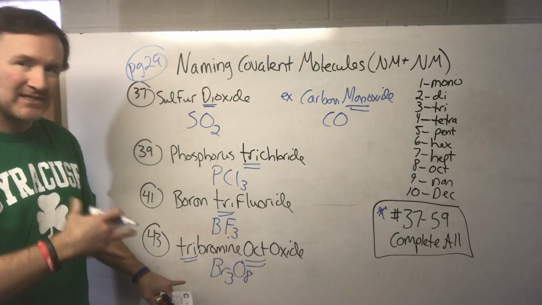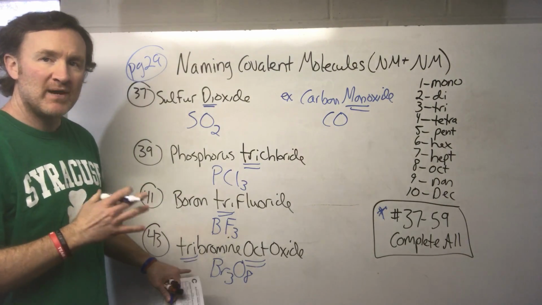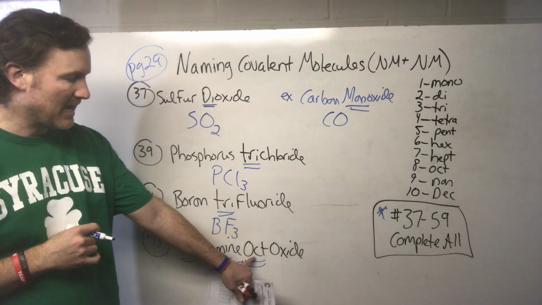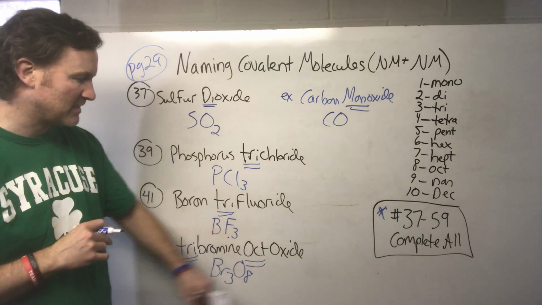If you think about the prefixes, these are prefixes that you've been using for many years throughout your whole life. For example, a tricycle has 3 wheels, an octagon has 8 sides, and an octopus has 8 arms.